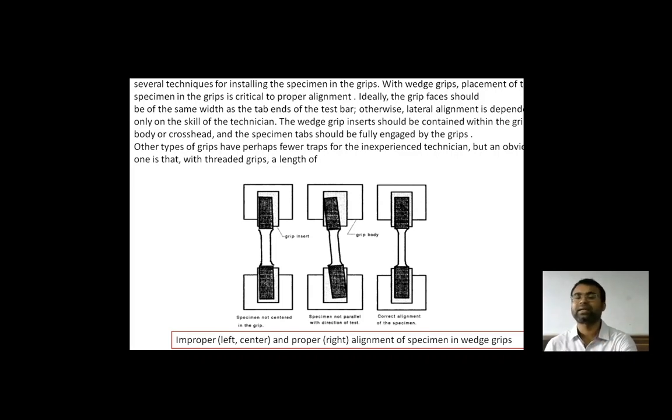So there are several techniques for installing the specimen in the grip. With the wedge grip, the placement of the specimen in the grips is critical to proper alignment, and that is the thing we need to think about, how this creates problems, and it is why it is so critical. So ideally the grip faces should be of the same width as the tab end of the test bar.